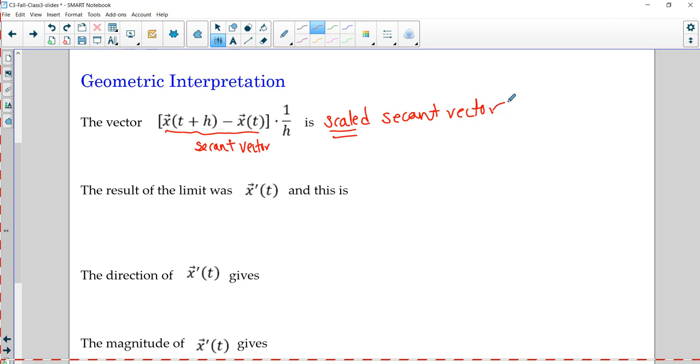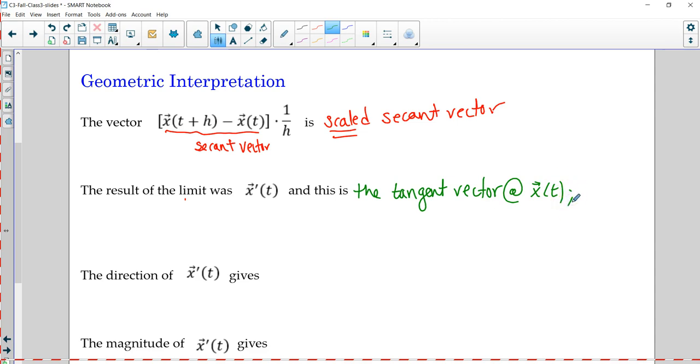Okay, so just be aware that the secant vector is just the difference of two vectors, where those points lie on the curve, etc. And then when we multiply something, we scale it. When we found the limit and we said, okay, it was x prime of t, right? That is actually called the tangent vector. Okay, this is the tangent vector at x of t.